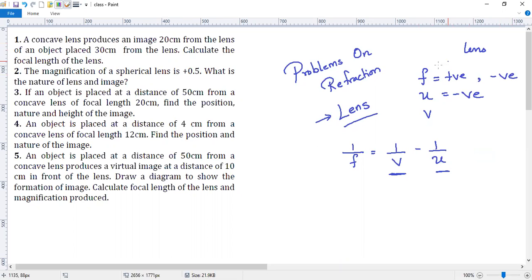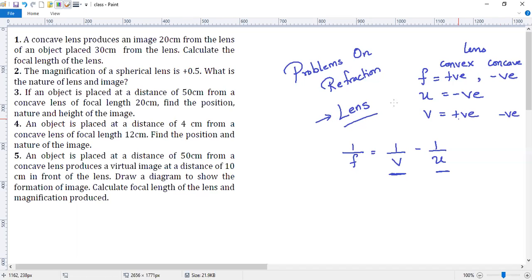It will be positive when it is which type of lens? Positive for convex, and it will be negative for concave. We already discussed, convex is always positive, concave is always negative, whether it is a lens or a mirror, the focal length value. And the V value can again be positive or negative.